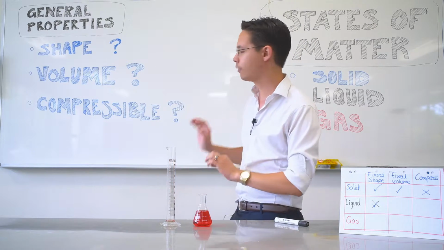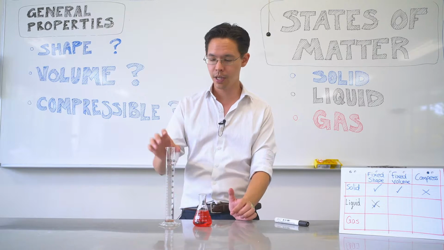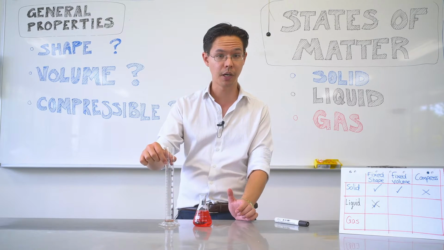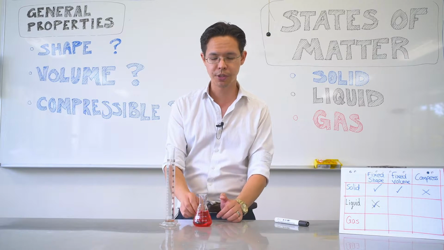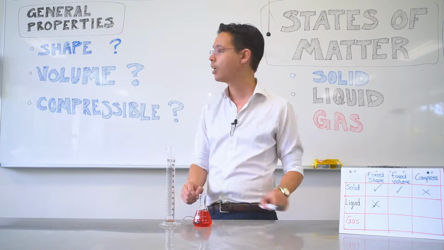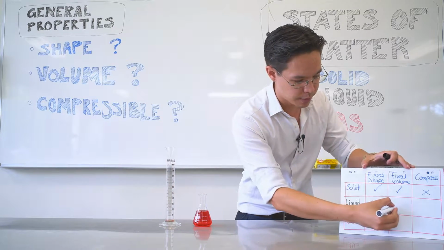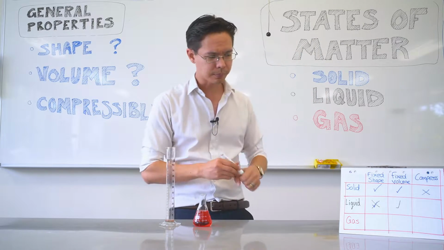Does it have a defined volume? Absolutely. You just saw that I poured it from this container to this container. This one here had been filled all the way up to the 100 ml mark. And this one here is also showing it's been filled up to the 100 ml mark, even if I've moved it into a different container. So yes, liquids do have a defined volume. So I should give this one a tick in our table.